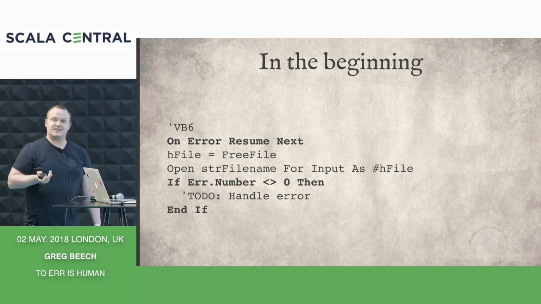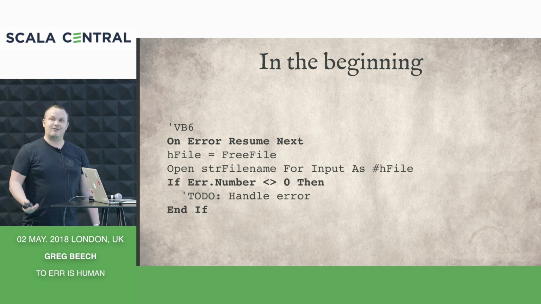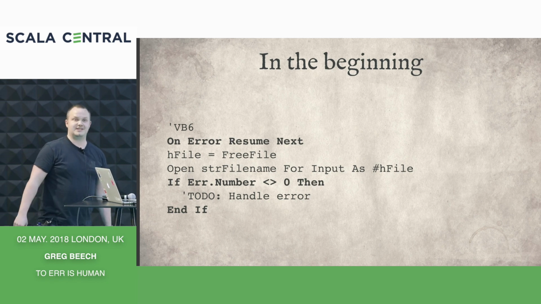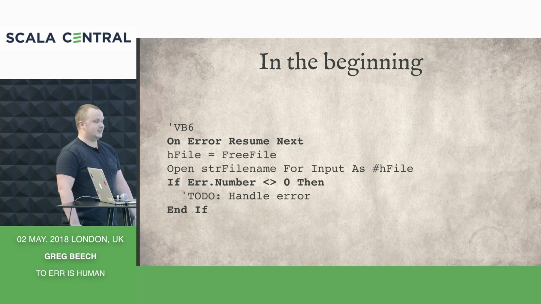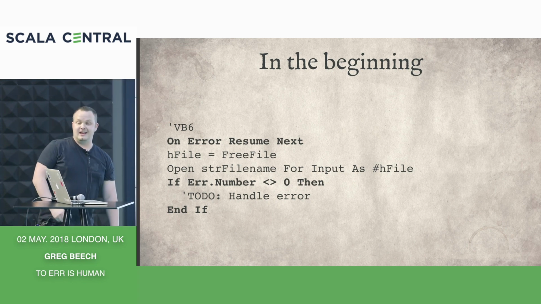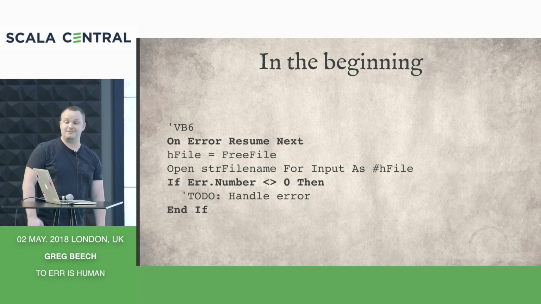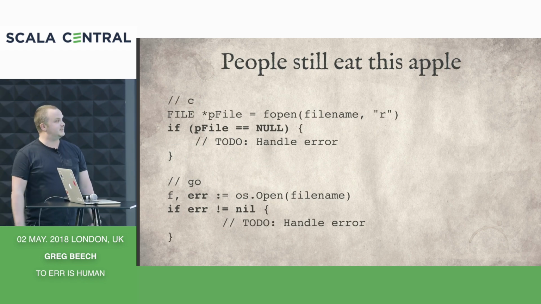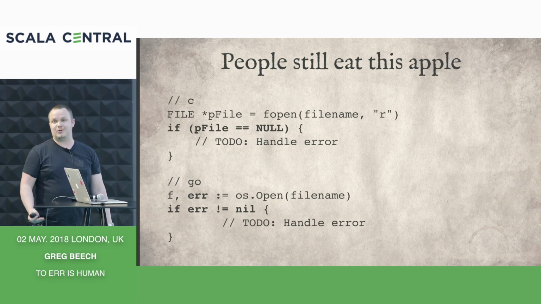And the thing is, VB6 was widely derided for basically everything, but particularly its error handling, because the way it worked, you wrote on error resume next, and then any statement, no matter what it did, wouldn't raise an error. So you had to check the error number after every statement and handle the error at that point. This was pretty tedious. The funny thing is, in a horrible mixing of metaphors from the Bible, people still like this apple. This is still how a lot of languages work, like C, still widely used.